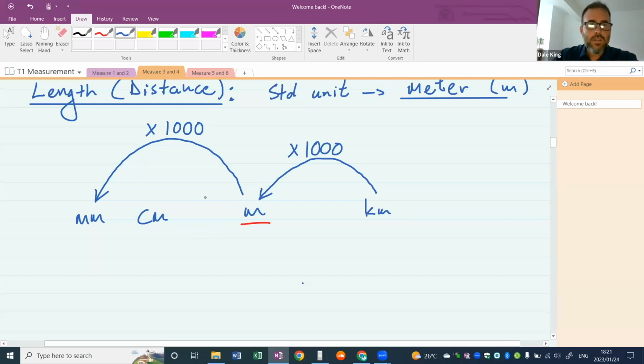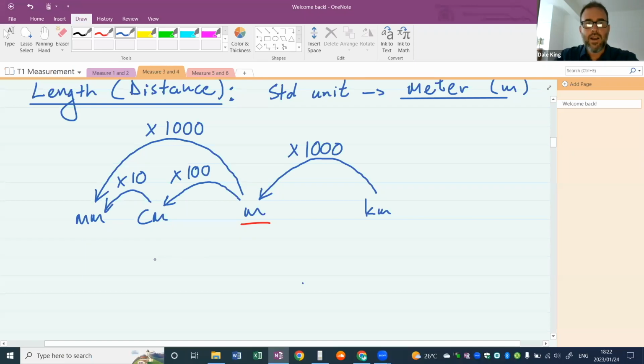Let's go from meters to centimeters. If you know that there are 100 centimeters in every meter, then when you go down from meters to centimeters, you must times by 100. And if you go down again from centimeters to a smaller unit, millimeters, you have to times again, but this time we know there are only 10 millimeters in every 1 centimeter.